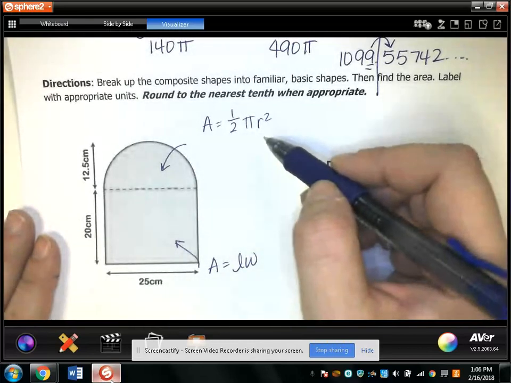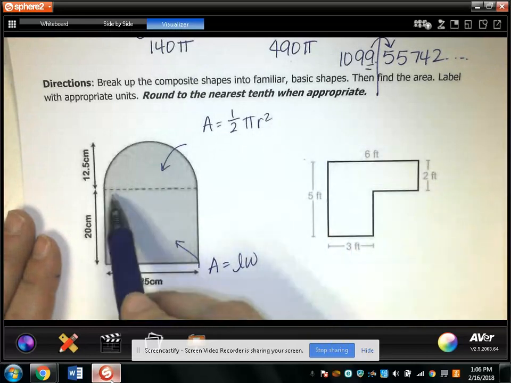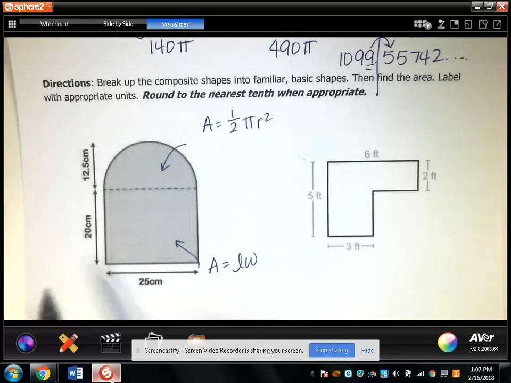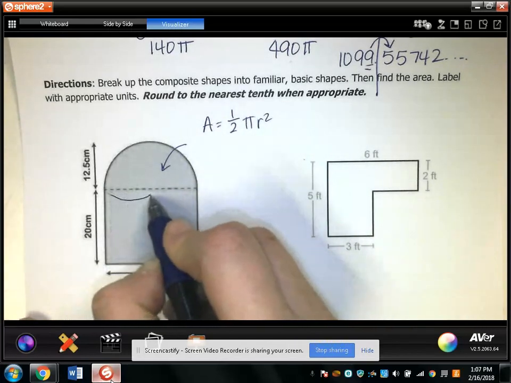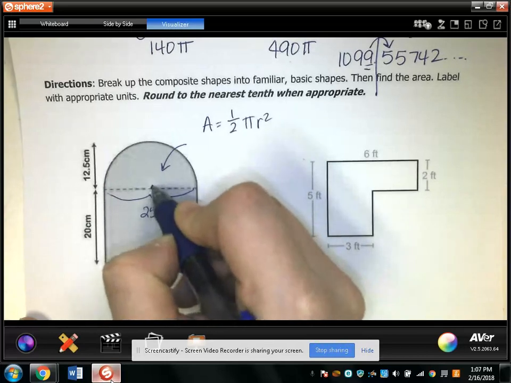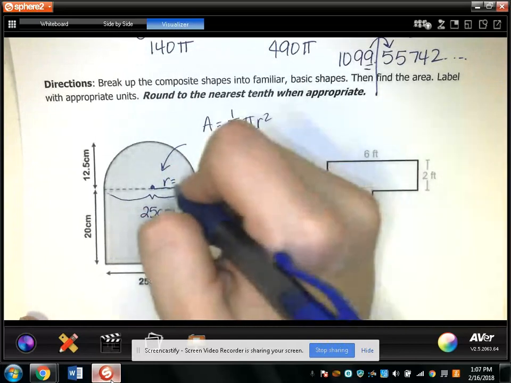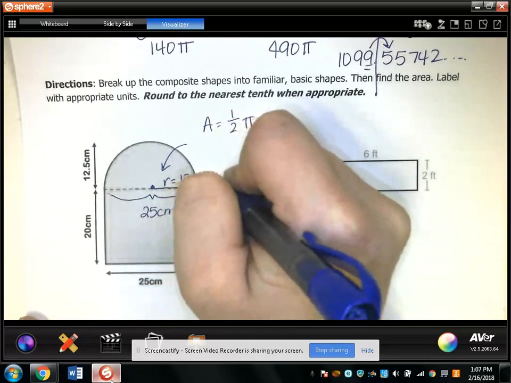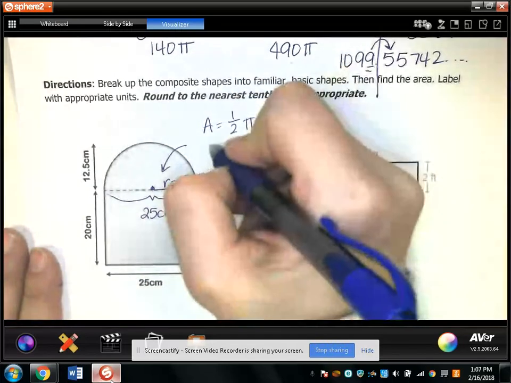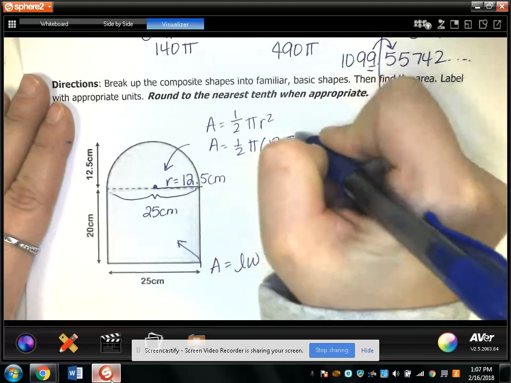So let's see. I'm finding the area of this semicircle. I need to know what the radius is. They don't have it labeled, but they do have this line segment labeled as 25. So that means that the diameter of the semicircle is 25 centimeters. And we need the radius, which is half of that. So now I know the radius is half of 25, which is 12.5 centimeters. Now I can start solving for the area of this semicircle. Area equals a half pi 12.5 squared.